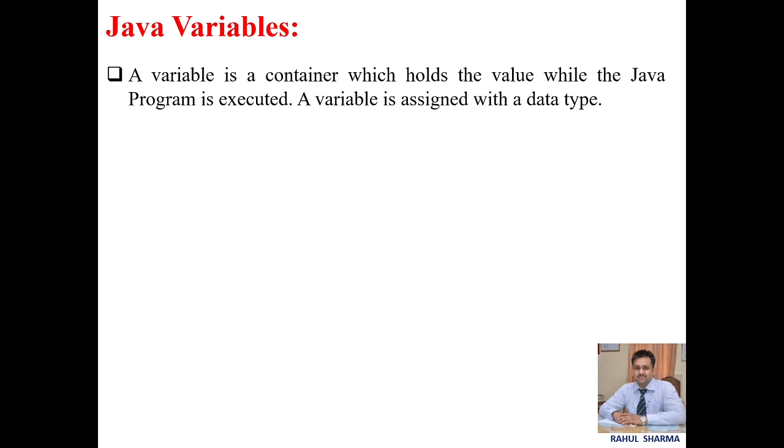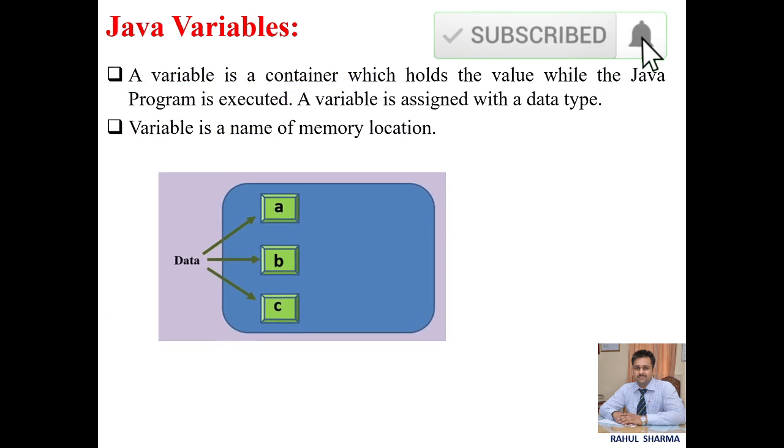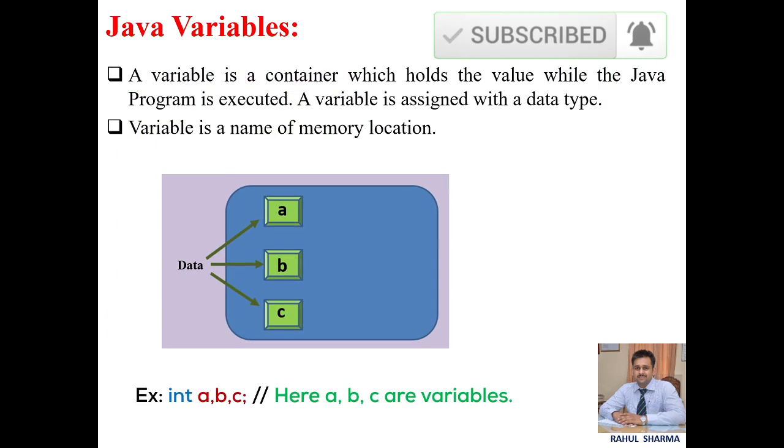A variable is assigned with a data type. A variable is a name of a memory location. As we can see in this figure, these A, B and C, these three are the variables. So these three blocks are not storing the A, B and C. The names of these memory blocks are A, B and C, and these particular memory blocks contain some information that will be initialized with the help of these A, B and C.